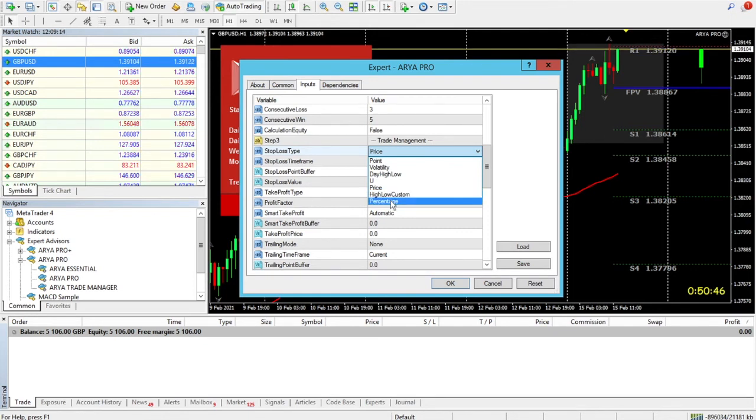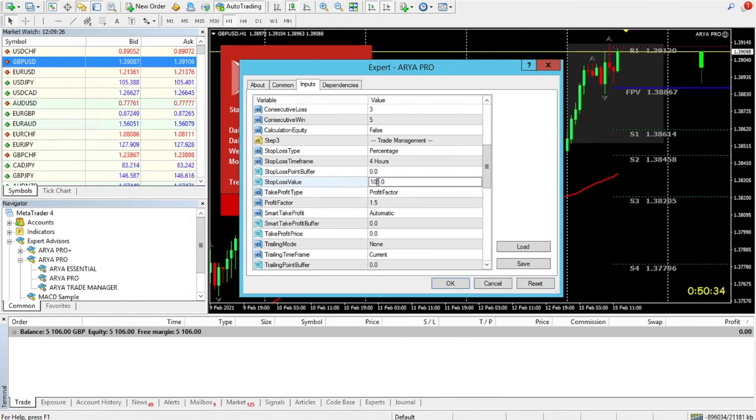And the final stop loss type is percentage. The stop loss will be set as a percentage of the market price. If you set your stop loss percentage at 5, the stop loss will be calculated as 5% below the current market price if it's a buy trade, or above if it's a sell trade. This is a good setting when trading stocks.